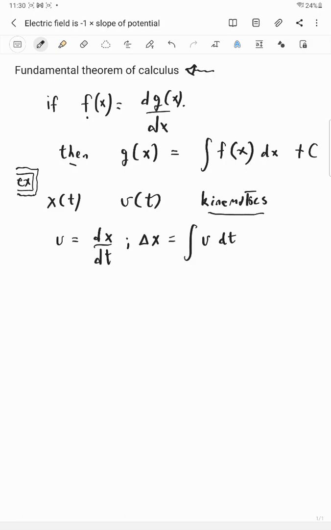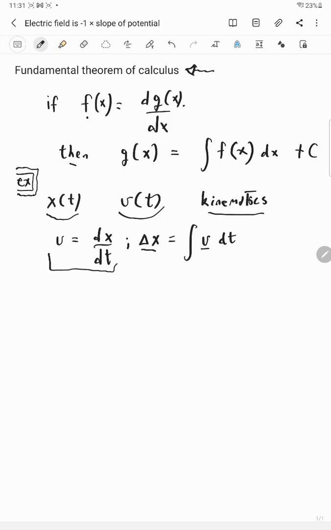So the position can vary in time and the velocity can vary in time. But we know that the velocity is defined as the time rate of change, or the time derivative, of the position function. This is the definition of the velocity. And if you have motion, then your location can change. That is, you can have changes in your location.